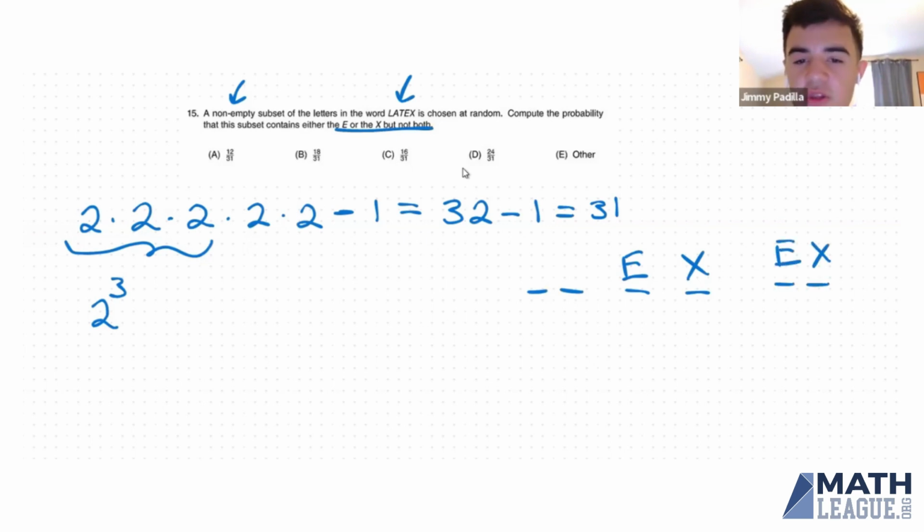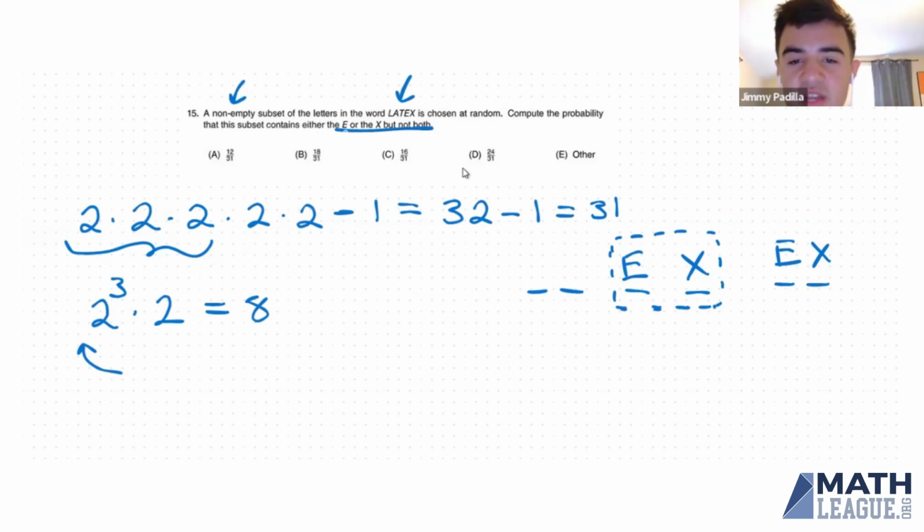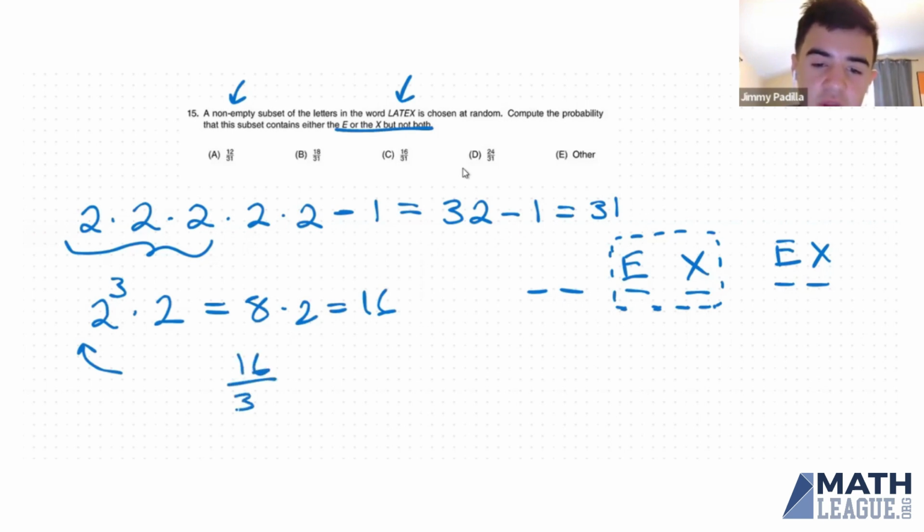Since we only want E or the X, but not both, we only want these 2 possibilities. So that's only going to contribute 2 more possibilities instead of the original 4. And here we don't need to subtract 1, since we don't need to account for an empty possibility, since these 2 always account for 1 letter being added, even if in these 8 possibilities, there's nothing there. So the number of possibilities for having a non-empty subset which contains E or the X but not both is 2 times 8, which is 16, meaning that the probability is going to be 16 over 31. And the answer there is C.